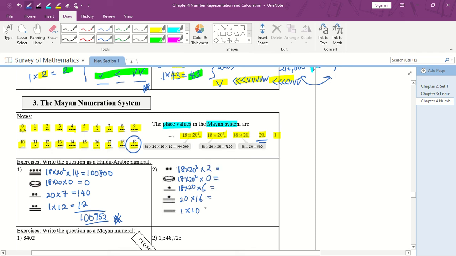Okay, and with this we can try to calculate what is the number. So 18 times 20 cubed times 2, press on your calculator and you'll be getting 288000. And next one, something times 0 becomes 0. 18 times 20 and times 6 will give you 2160. 20 times 16 will give you 320. 1 times 10 will give you 10.